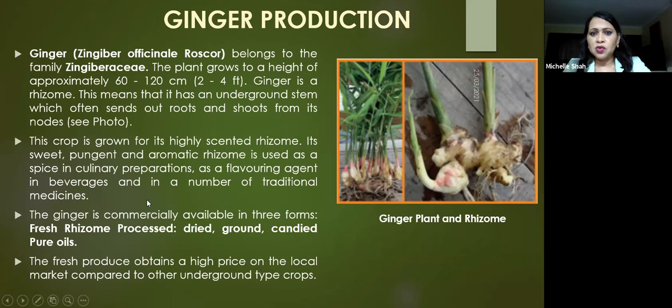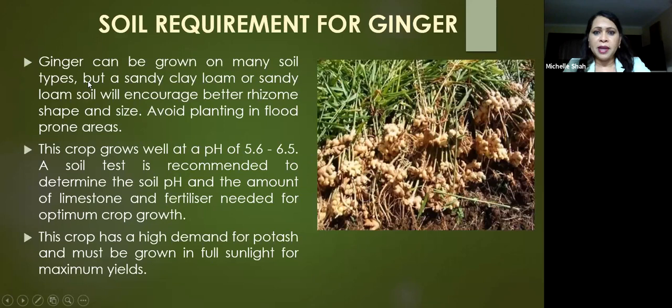Soil requirements for ginger. Ginger can be grown on many soil types, but a sandy clay loam or sandy loam soil will encourage better shape and size. Avoid planting in flood-prone areas. This crop grows well at pH 5.6 to 6.5. A soil test is recommended to determine soil pH and the amount of limestone and fertilizer needed for optimum growth. The crop has high demand for potash and must be grown in full sunlight for maximum yields.